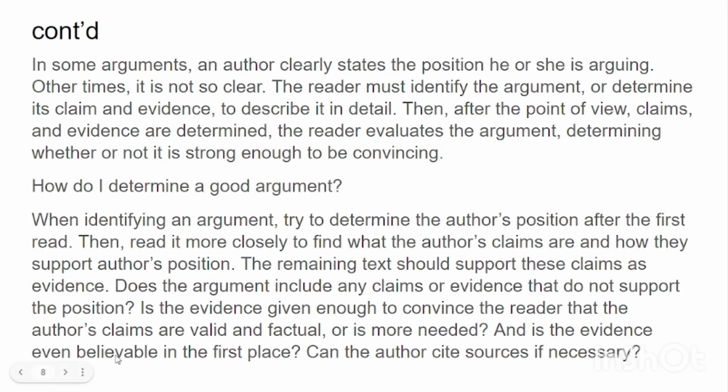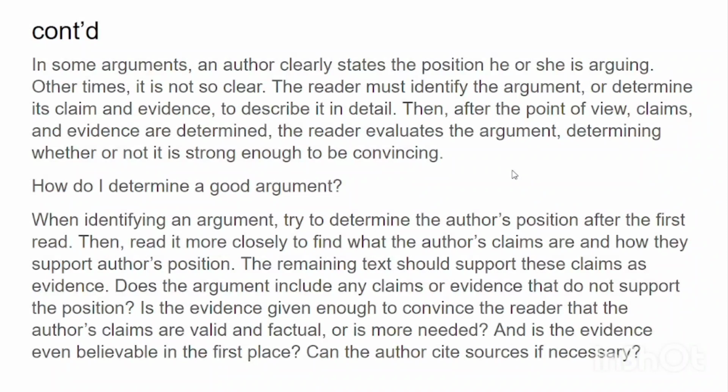So now we're going to talk about this. In some arguments that an author might be making, an author clearly states the position he or she is arguing from. So for example, back to that example with the uniforms, he's basically saying that students should wear casual clothes to school and not uniforms, right? So sometimes it is clear. You can see that that's what the author is saying. But sometimes it is not clear. So you as the reader must identify the argument or determine its claim and evidence to describe it in detail.